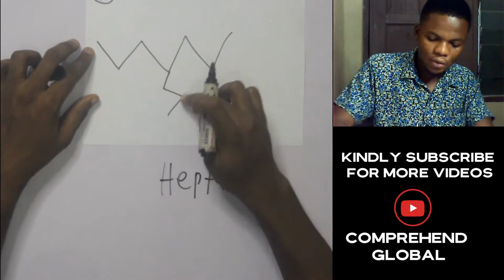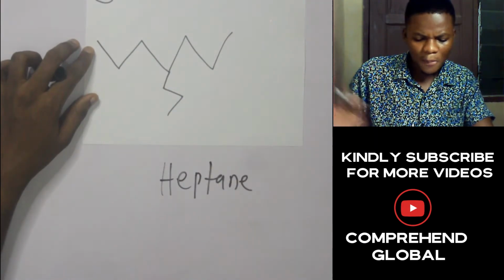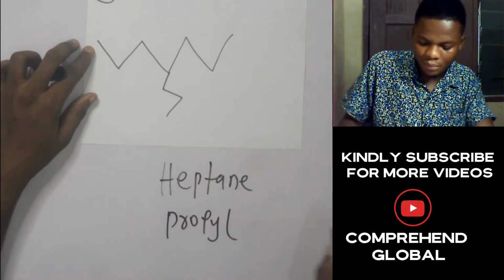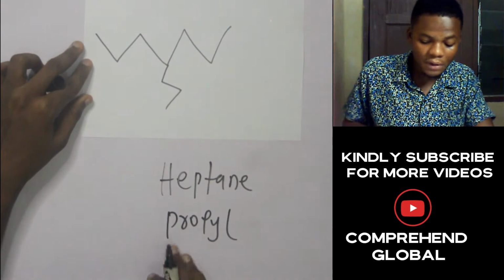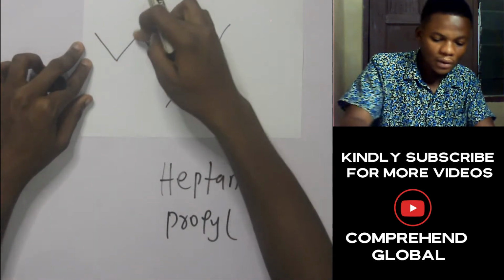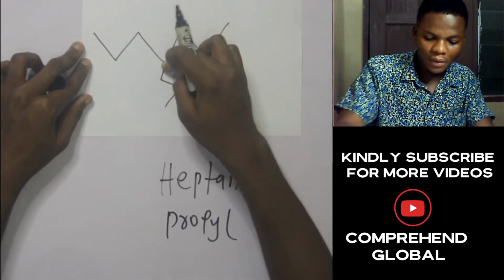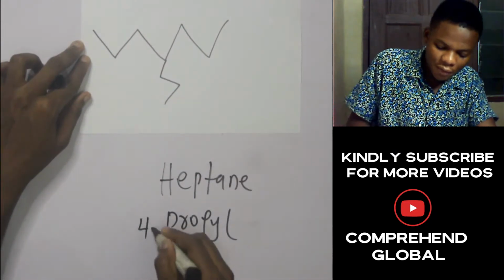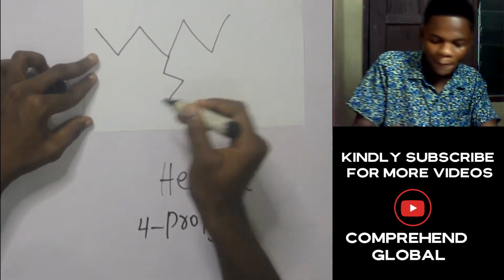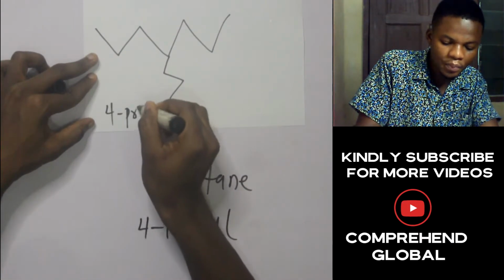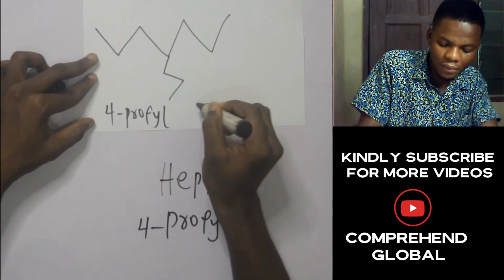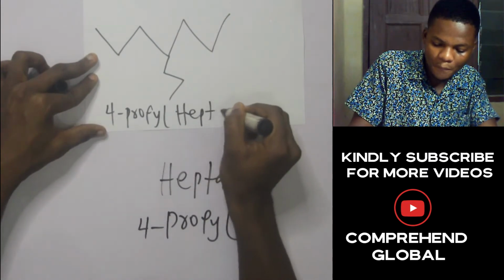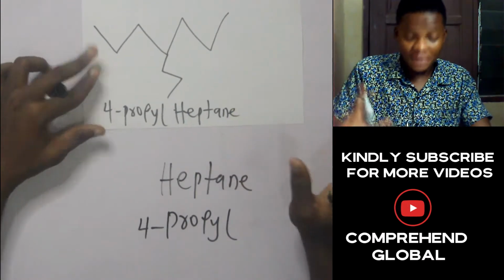Now, what is the name of this particular substituent? This has 1, 2, 3 carbon atoms. Since it's a substituent, that would be propyl. So 1, 2, 3, 4, or 1, 2, 3, 4, they are all the same. So it's actually 1, 2, 3, 4. So it's 4 propyl. So what is the name of this particular compound? We name it 4 propyl heptane. That is very simple as that.